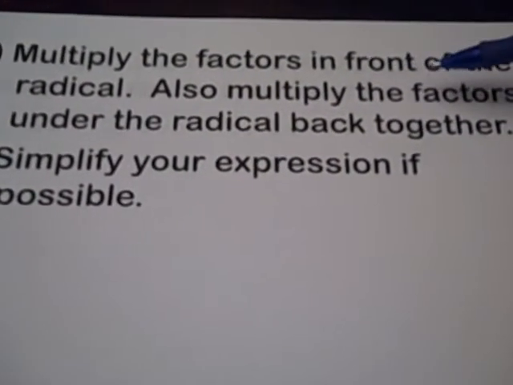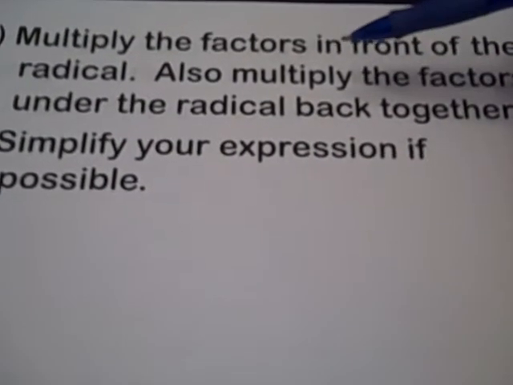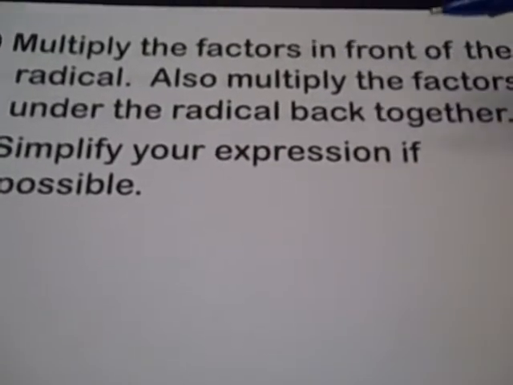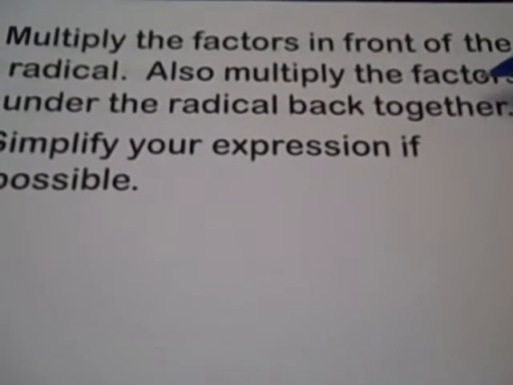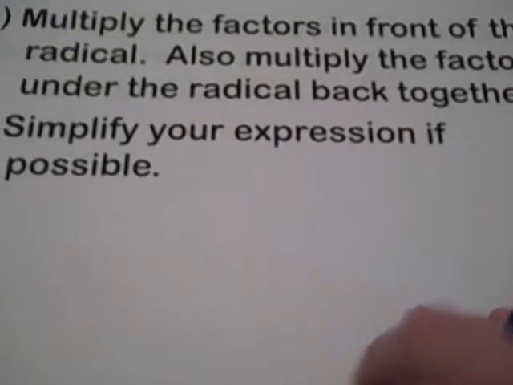And it says that anytime you have a bunch of factors that are going to show up in front of your radical, you need to multiply those back together, because remember, you will have just factored these numbers. And then you also want to multiply the factors under the square root back together. And so I'll show you what that looks like.